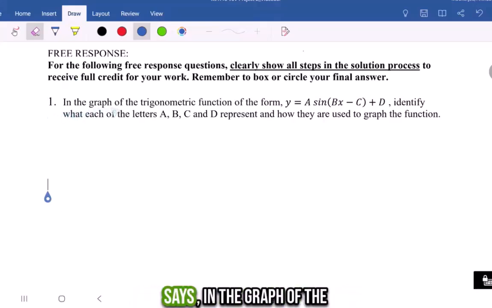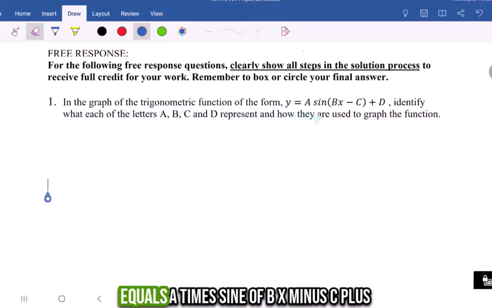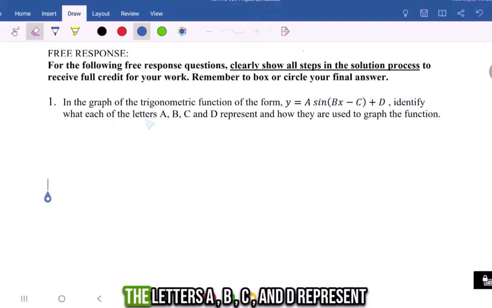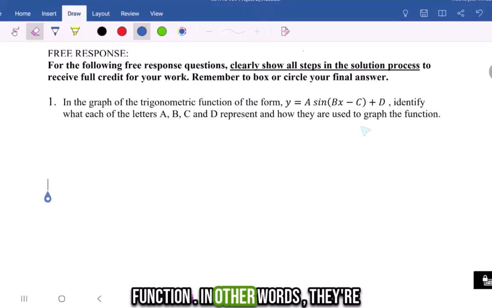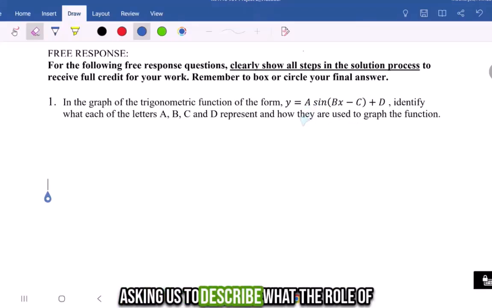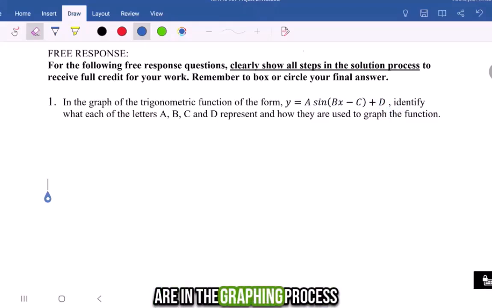Question number 1 says, in the graph of the trigonometric function of the form y equals a times sine of bx minus c plus d, identify what each of the letters a, b, c and d represent and how they are used to graph the function. In other words, they are asking us to describe what the role of each of these letters a, b, c and d are in the graphing process.